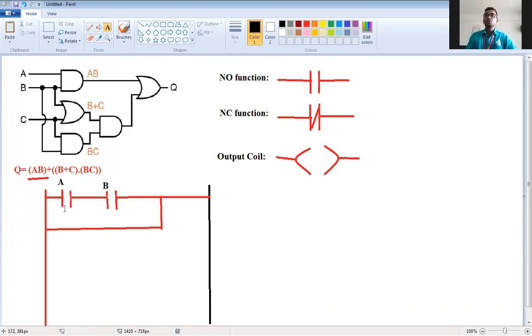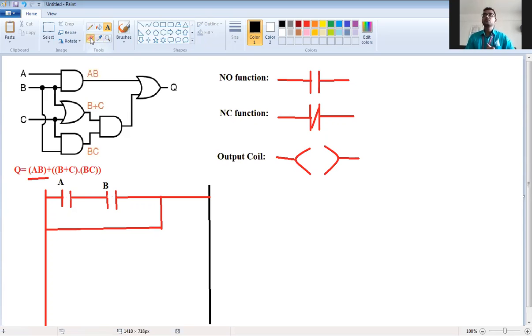Correct? So this A and B both are NO because when A becomes high, then the output will be on. So that's why I am using this A as a NO. This B also NO. So this is A into B. So whenever ANDing of any logical operation is there, both the relays will be in series like this. Okay. Now we'll implement the second function, B plus C into BC. Okay.